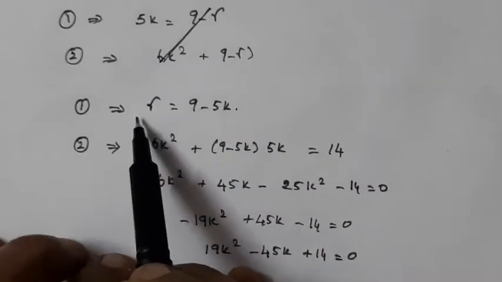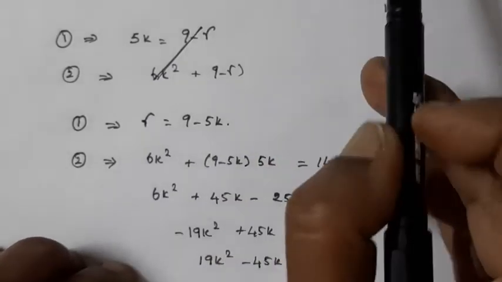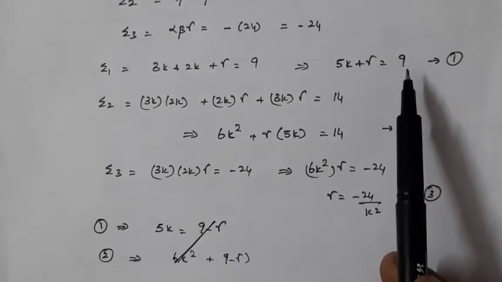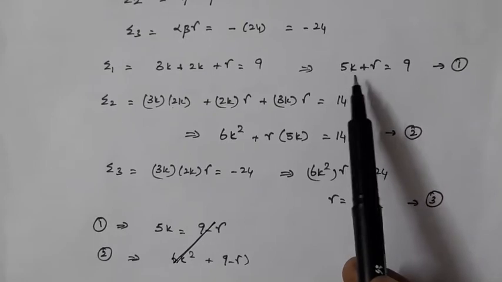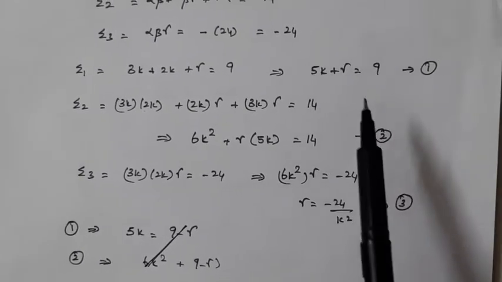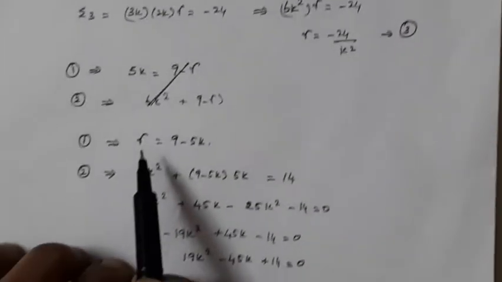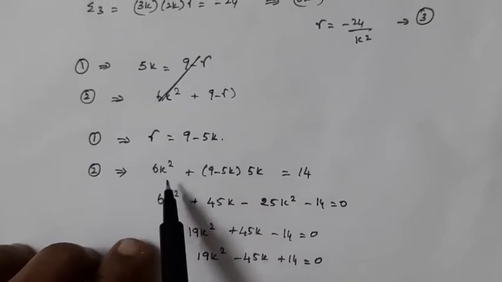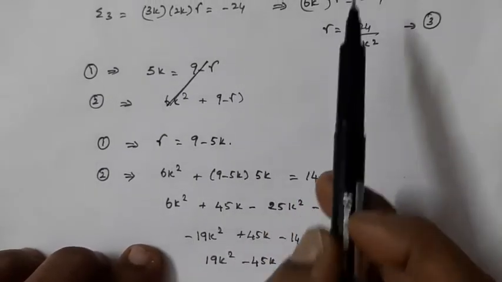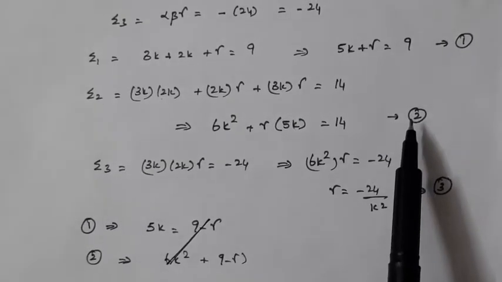Then the first equation implies 5k plus gamma is equal to 9, or gamma is equal to 9 minus 5k. The value of gamma is 9 minus 5k. Now let us substitute this in the second equation.